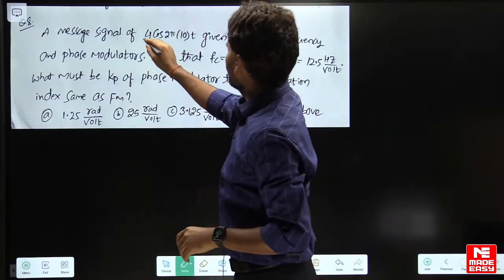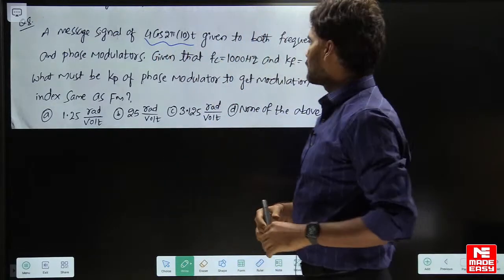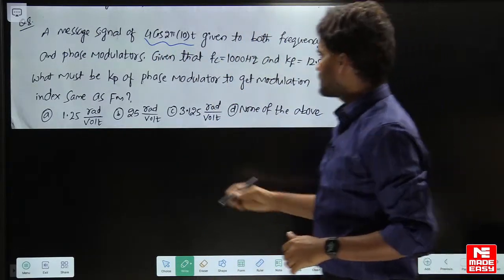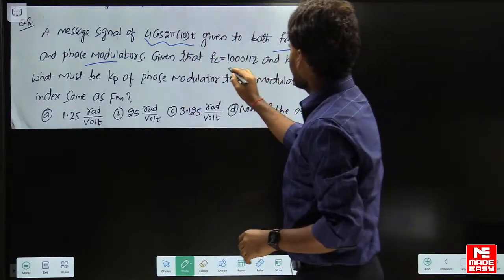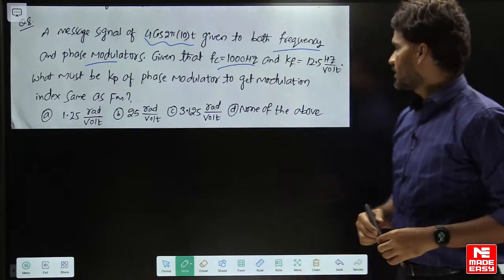Yes, the message signal of 4 cos 2 pi times 2 10t is given to both frequency and phase modulators. Fine. And given that FC is equal to 1000 Hz, the carrier frequency.